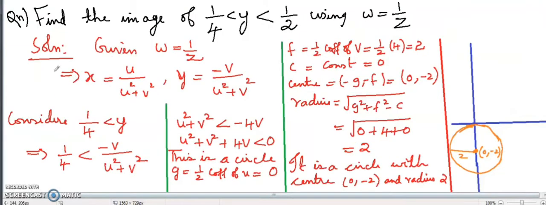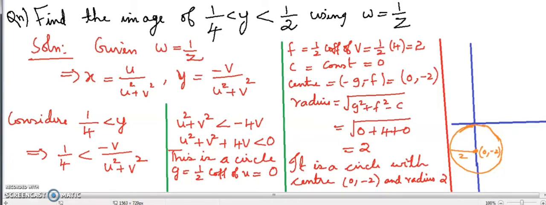Now find the image of 1 by 4 less than y less than 1 by 2 using w is equal to 1 by z. Important question. So here we will find the solution. Given w is equal to 1 by z, we know x is equal to u by u square plus v square, and y is equal to minus v by u square plus v square.